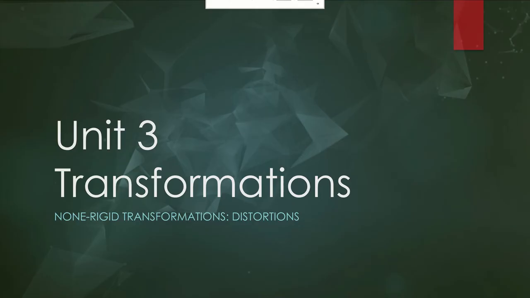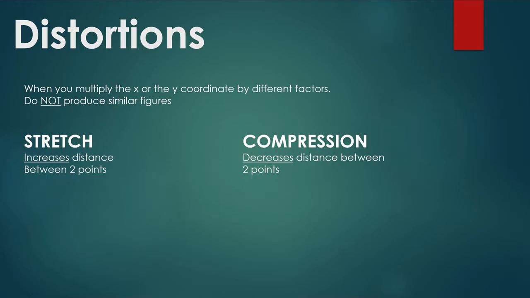Hey guys, so today we're going to finish talking about Unit 3 transformations, particularly our non-rigid transformations, and we're going to finish by talking about distortions. So what's a distortion? A distortion is when you multiply either the x or the y coordinate by different factors. They do not produce similar figures.